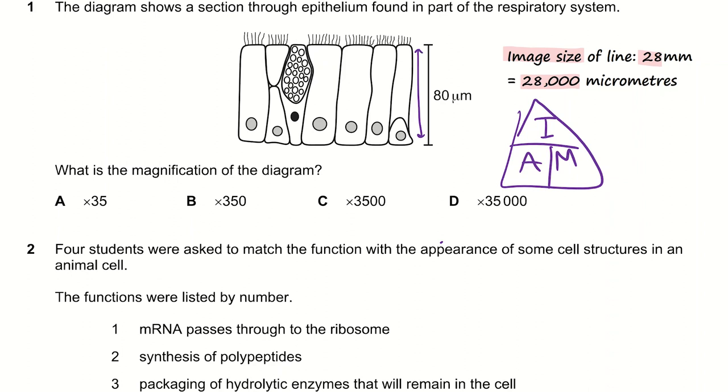So, first of all, we have to convert the image size, 28 millimeters, to micrometers. We do this by multiplying the value by 1,000. Then, because it's image size divided by actual size, it's going to be 28,000 micrometers divided by 80 micrometers, which gives us 350.